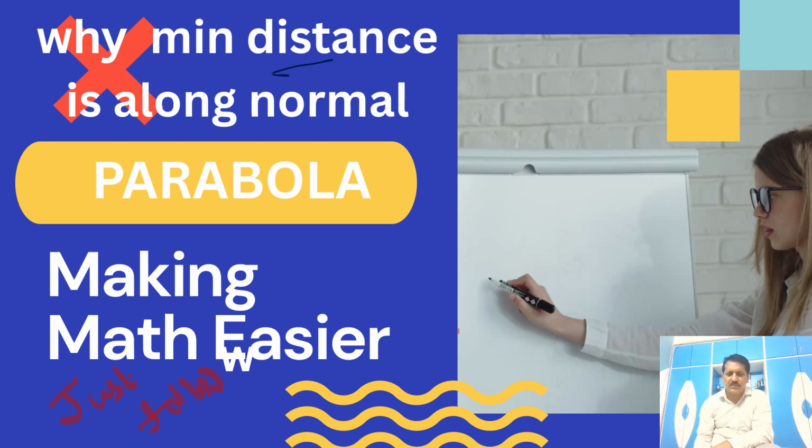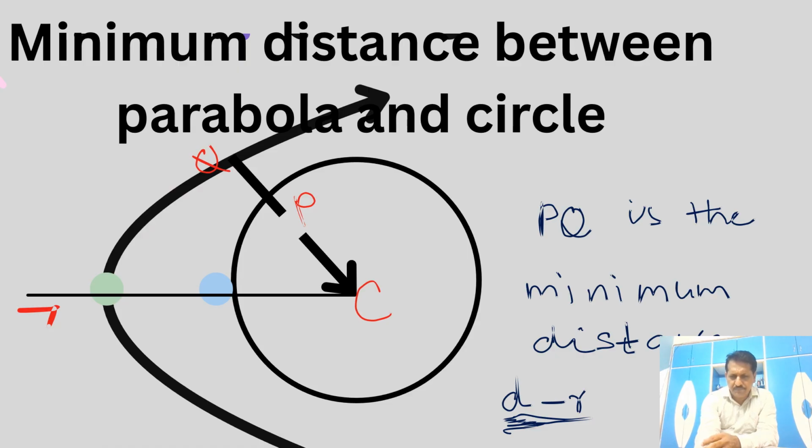So in this video, I would like to bring one more concept in the parabola. Here you can see the minimum distance between parabola and circle. Parabola and circle, minimum distance between these two. Yes, the minimum distance between these two is given.